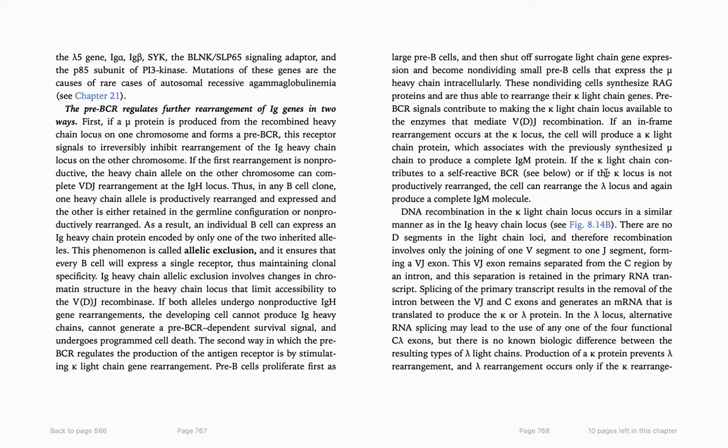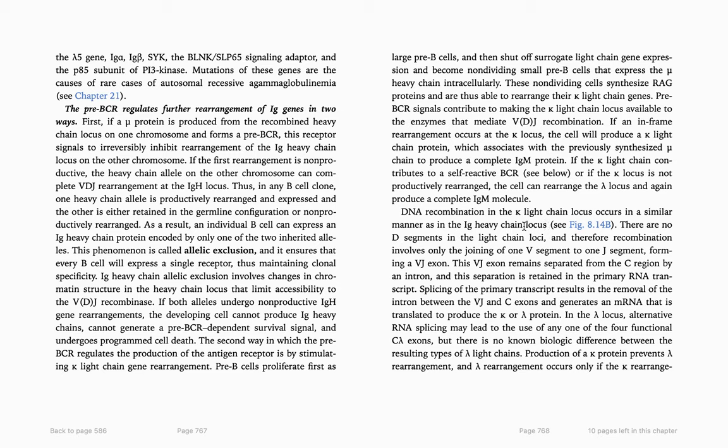If the K light chain contributes to a self-reactive B cell receptor, see below, or if the K locus is not productively rearranged, the cell can rearrange the lambda locus and again produce a complete IgM molecule.